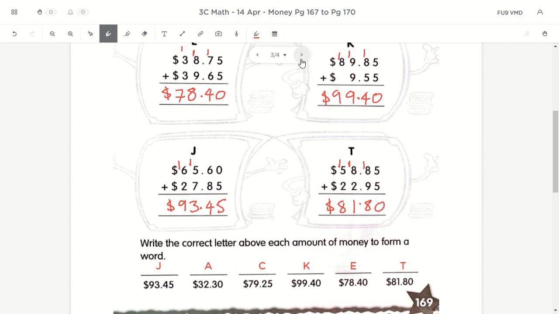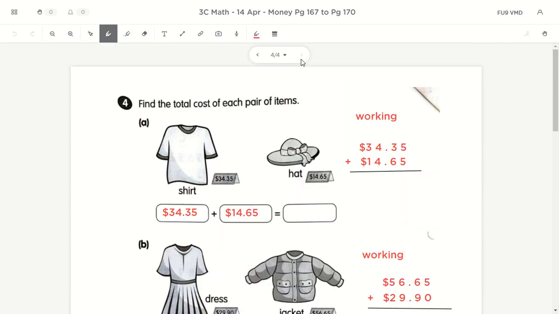Alright, so move on to the last page. The last page requires you to write the equation as well. So make sure you write down the equation. But for equation, it doesn't matter whether the bigger quantity or the smaller quantity is in front. But for working, I have a habit that I always put the bigger number in front, followed by the smaller number at the bottom. This is a habit because when we go on to subtraction, it's always big minus small. So I just have a habit of putting the bigger one on top and the smaller one at the bottom.